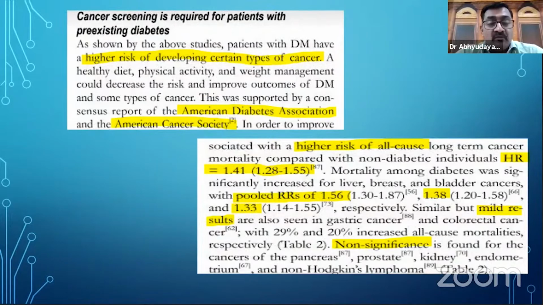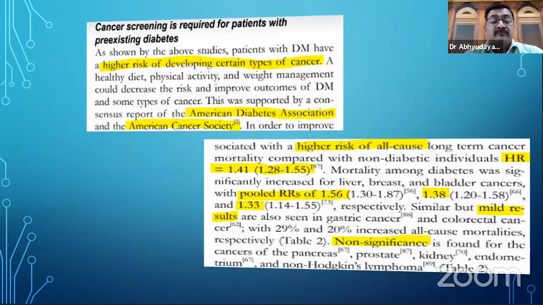Pooled RR of 1.56 for liver, 1.38 for breast, and 1.33 for bladder cancer. And non-significance was found for cancers of pancreas, prostate, kidney, endometrium, and non-Hodgkin's lymphoma.